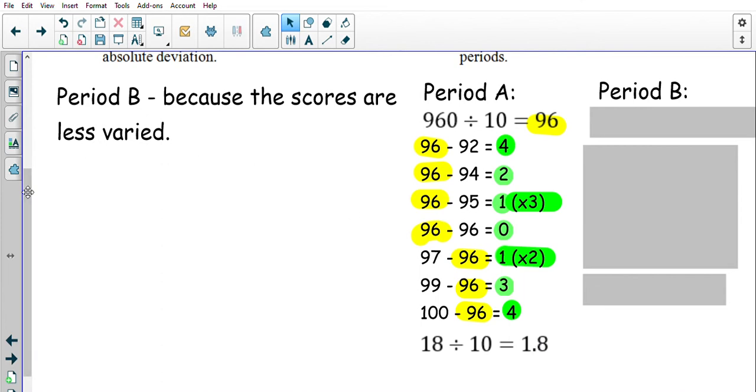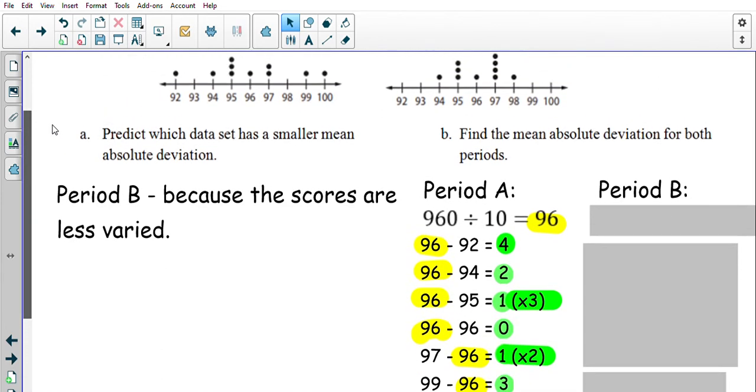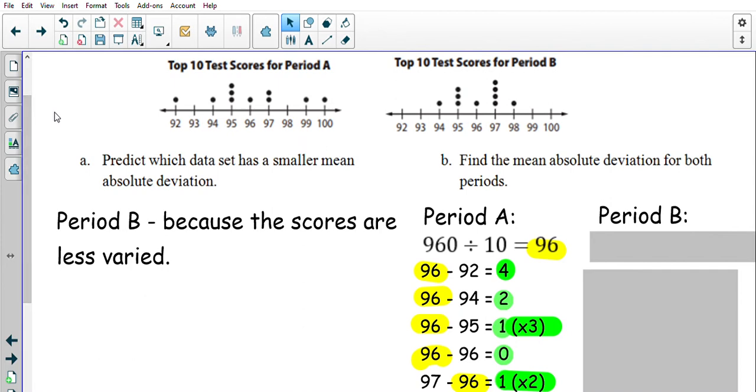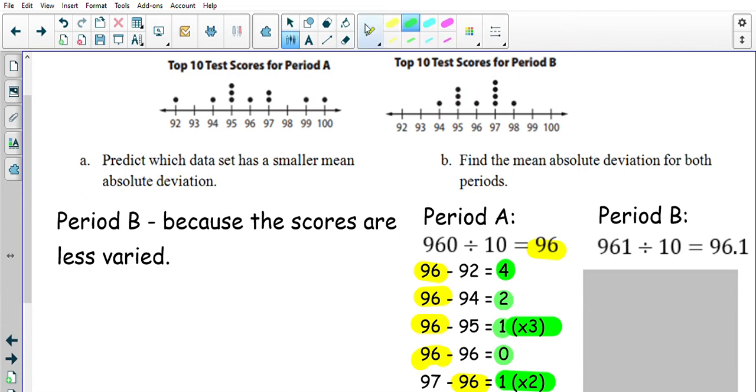Let's do the same for period B. We did assume that this would actually be a smaller mean absolute deviation because the scores are less spread out. Let's see if that's true. Go ahead and find the mean for period B. So the sum of the scores for period B is really close. It's 961. Divide by 10, and you're going to get a mean of 96.1.